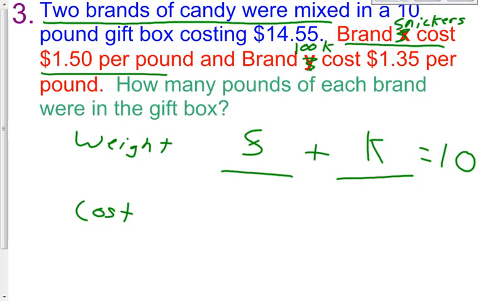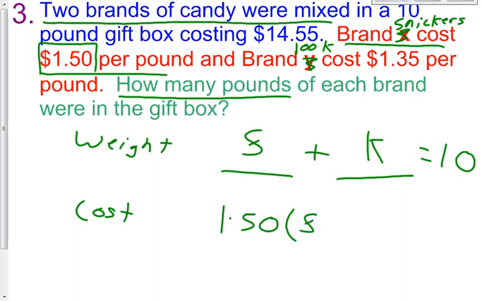So let's just think about this logically for a second. If you were to get me 1 pound of Snickers, it would cost you $1.50. If you were to get me 2 pounds of Snickers, it would cost you $3, $1.50 times 2. 3 times 1.50 is $4.50. It would cost you $4.50 to get me 3 pounds of Snickers. However many pounds there are, you multiply it by $1.50. It says how many pounds of each, so you don't know that. So however many Snickers, it's $1.50 times S.